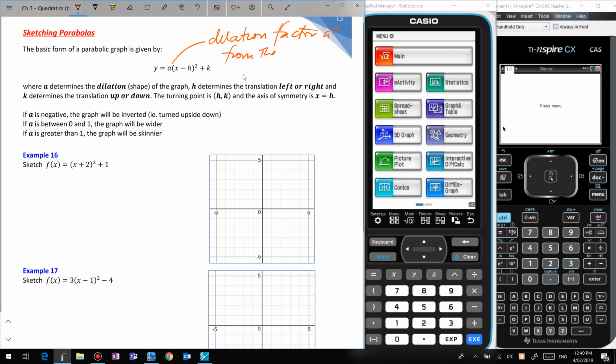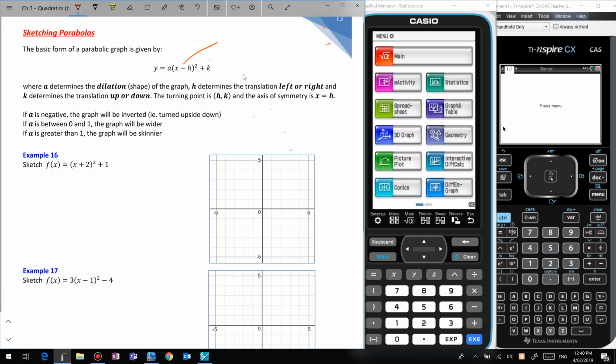from the x-axis. Now if a is greater than 1, then the graph will become skinnier. If it's between 0 and 1, then it will become wider. And if it's negative, then it will turn it upside down. So a determines the shape of the graph. It can turn it upside down if it's negative, and it can make it skinnier or fatter. It actually changes the shape of the graph.